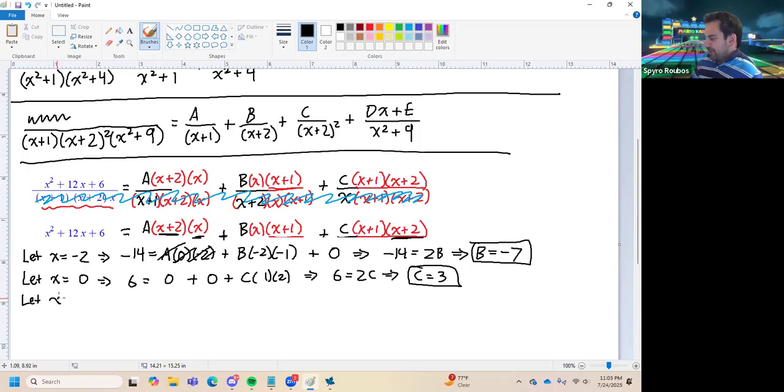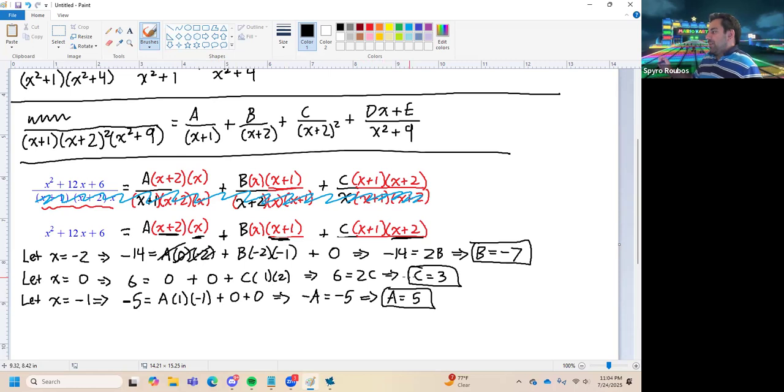And then finally, x is -1. We'll take out this factor. And so we end up getting 1 plus 6 is 7. 7 minus 12 is -5. Anything with x plus 1 is going to get zeroed out. So we're left with -1 plus 2 is 1 times -1 plus nothing plus nothing. Negative a is -5, so a is 5. Alright, and so we got our answer.